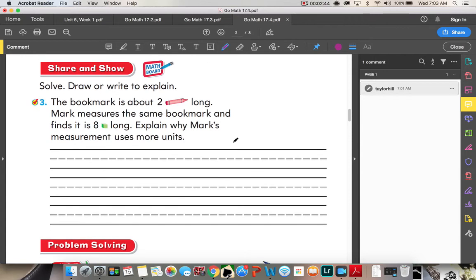The bookmark is about 2 crayons long. Mark measures the same bookmark and finds it is 8 cubes long. Explain why Mark's measurement uses more units. So Mark's measurement uses more units because the cubes are smaller and they take up less space, versus the bookmark is about 2 crayons long because the crayons are longer and they take up more space. So you use fewer crayons because they cover more ground.